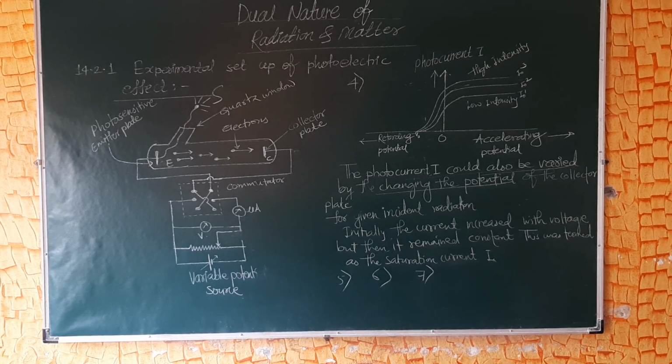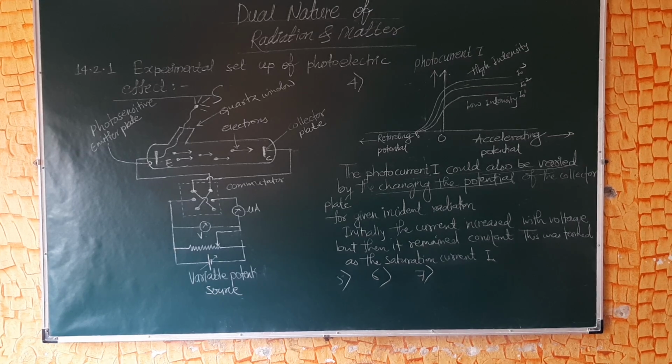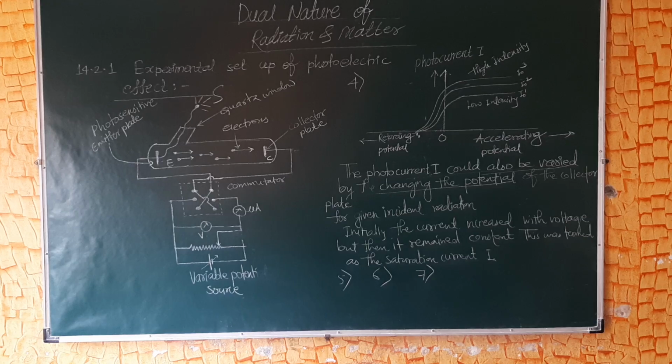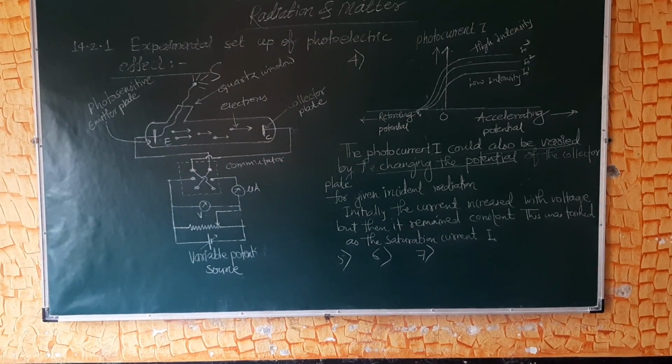So the value of V naught was the same for any incident intensity as long as the incident frequency was the same, but was different for different emitter materials. So what is the seventh observation?